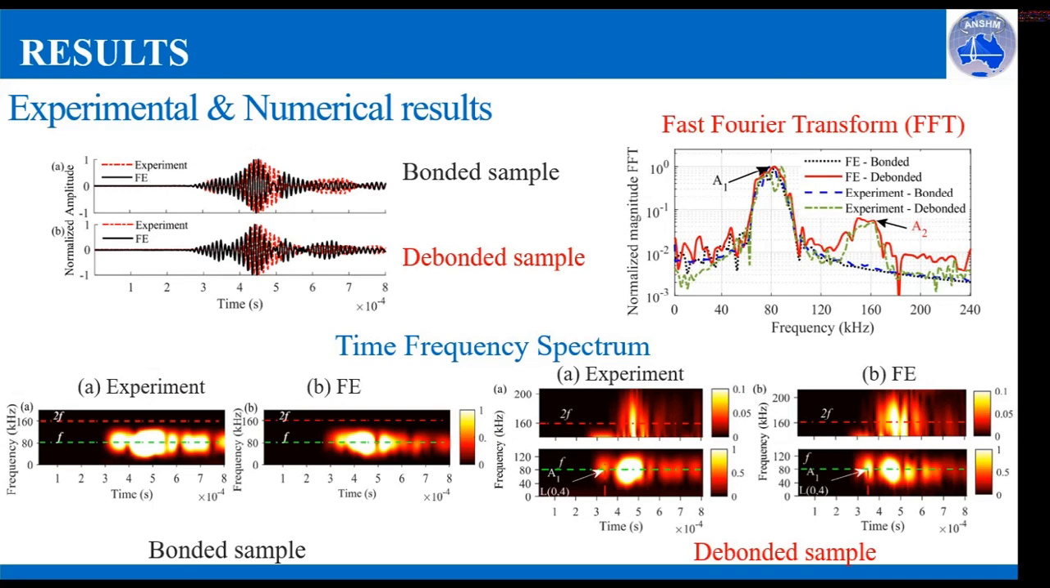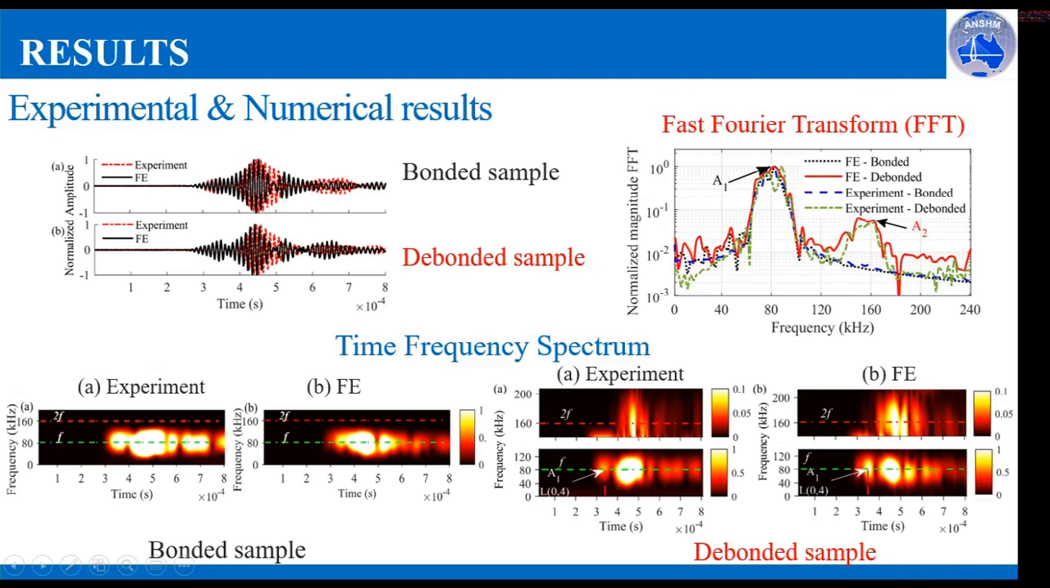Next, the reinforced concrete beam sample is tested for the 80 kilohertz signal. This is the time domain data, which is compared for experiment and FE for bonded and debonded samples, and it was a very good match between the time domain signals. However, again, the time domain signal does not give much information about the presence of damage, as you can see between the bonded sample data and the debonded sample data.